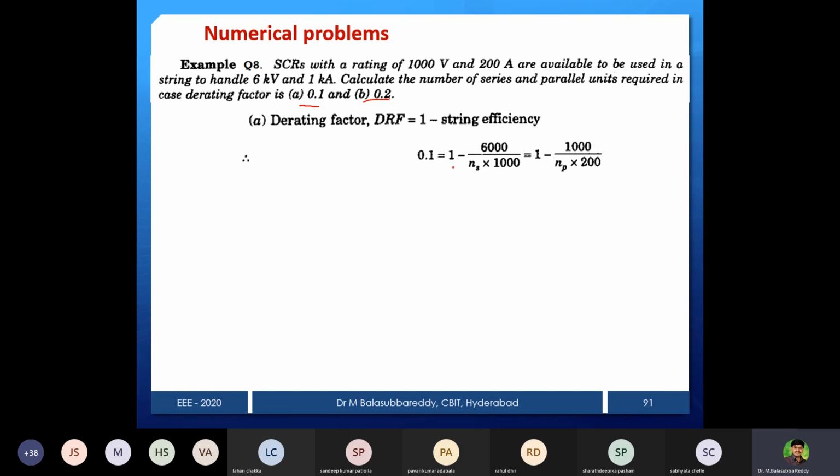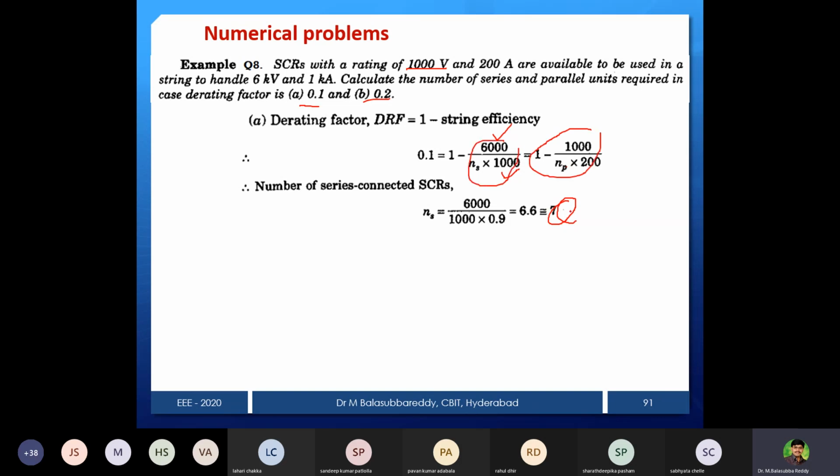Derating factor, consider 0.1, so 1 minus string efficiency. The voltage is given as 6 kV, and each SCR rating is 1000 volts, then we'll get NS and NP. The first case is the series case: this one is NS, this one is NP, because this is the parallel rating we used and this is the series rating used. Then we got 7 for NS, and 6 for the number of SCRs in parallel. If I use a derating factor of 0.1, we get 7 and 6.